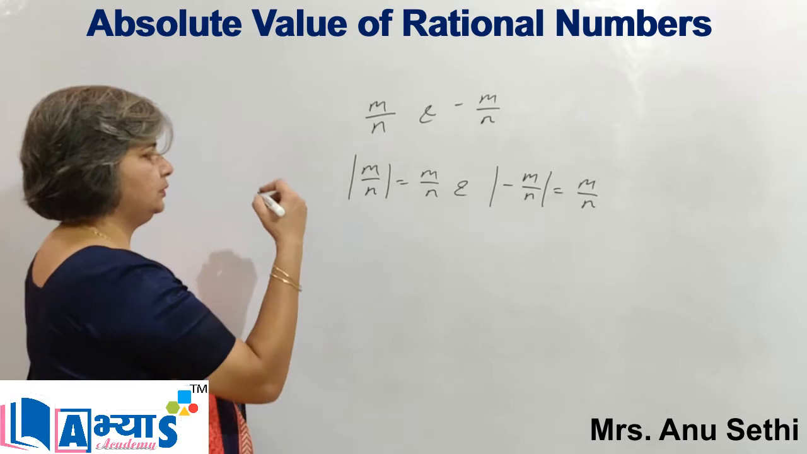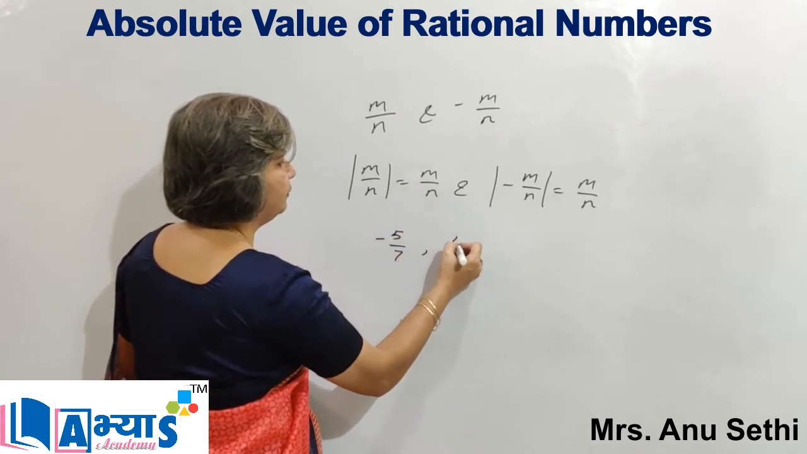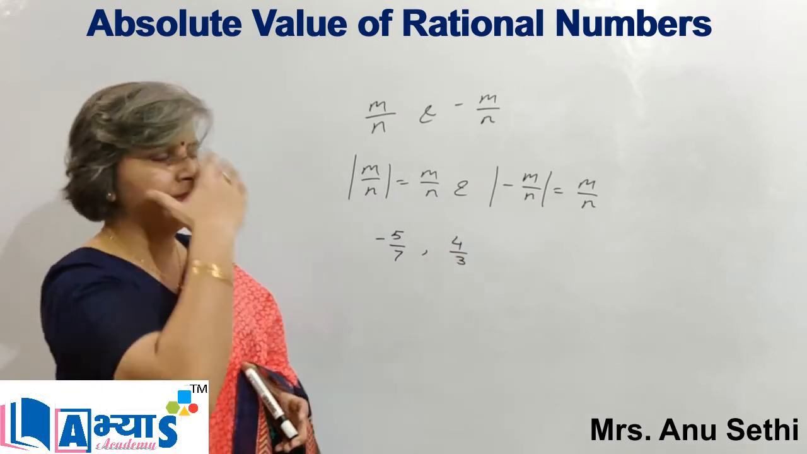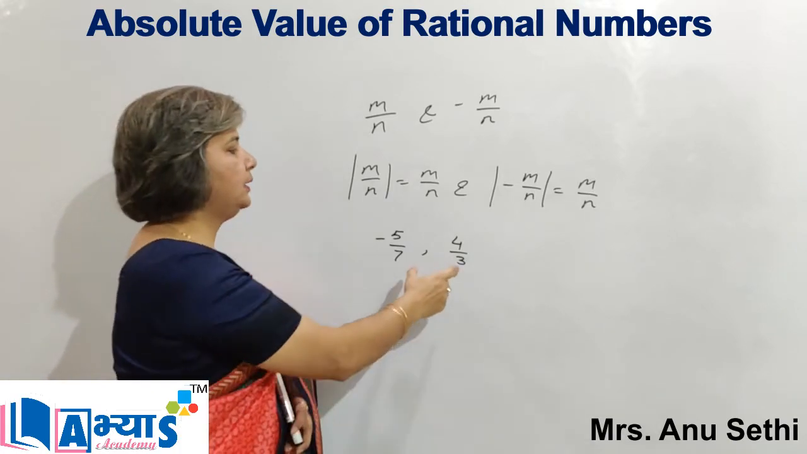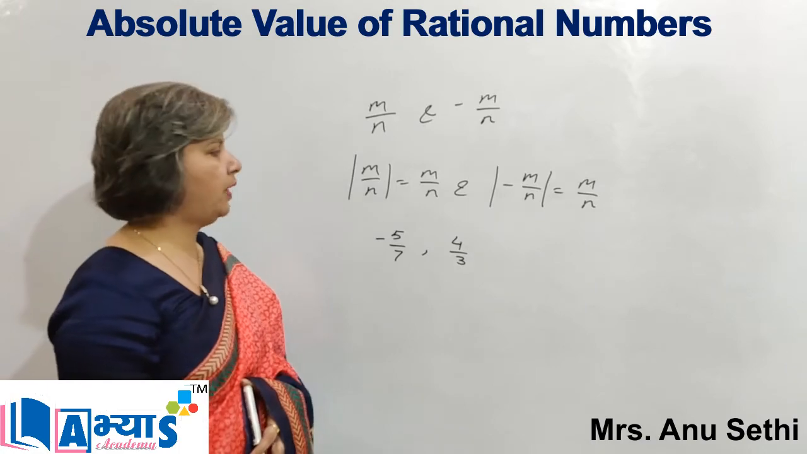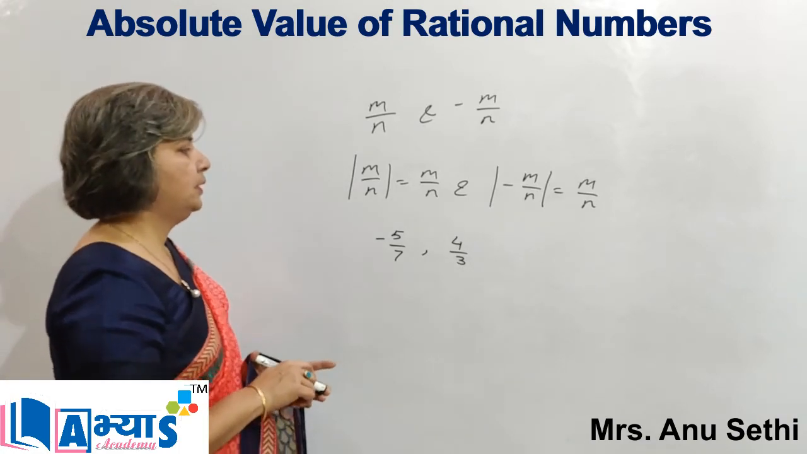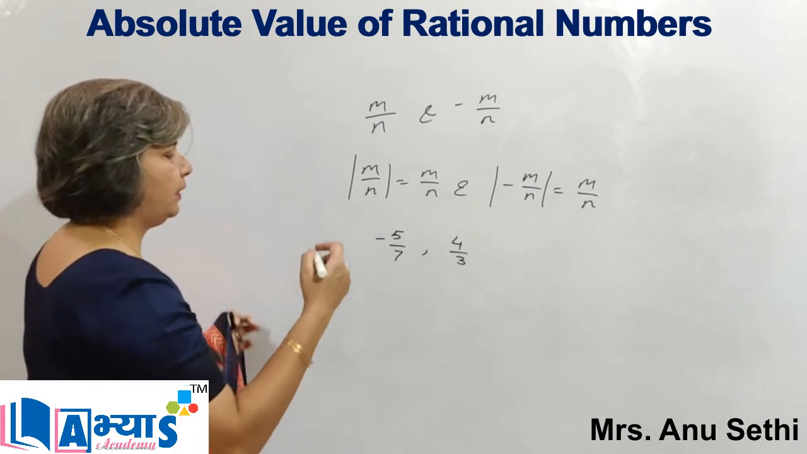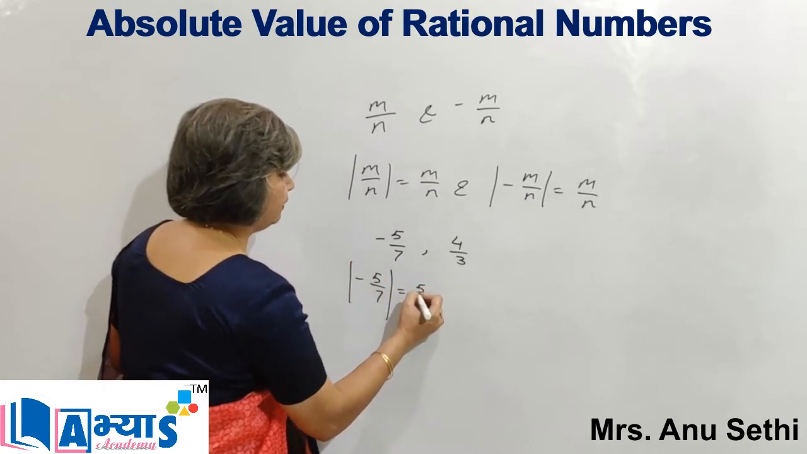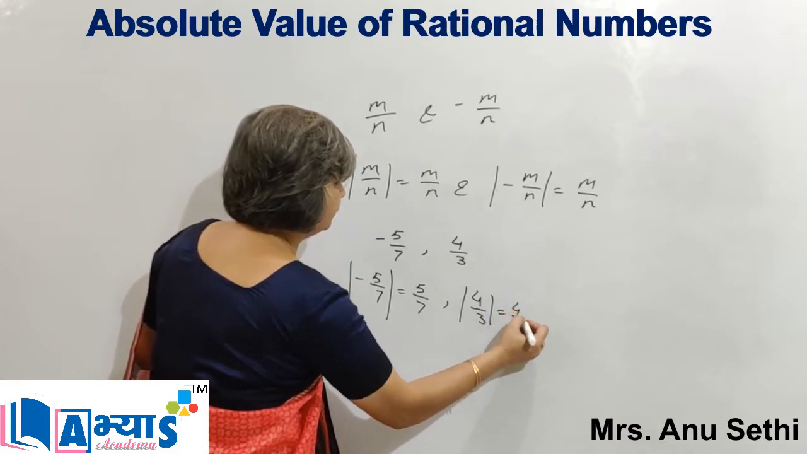Now let us suppose we are to compare the absolute value of minus 5 by 7 with 4 by 3. That means we are given two rational numbers. One is minus 5 by 7 and the other is 4 by 3, and we have to compare the absolute values of these two rational numbers. For this, first we will take the absolute value of minus 5 by 7, and it will be equal to 5 by 7. The absolute value of 4 by 3 will be equal to 4 by 3.